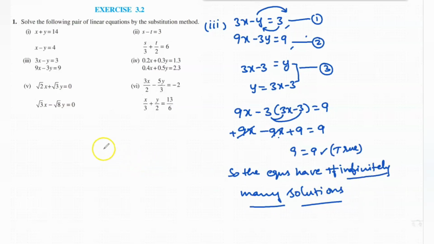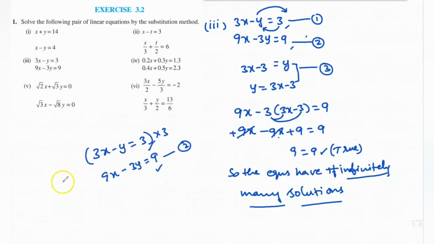This you can also understand by taking the equations. If you take the first equation and multiply the whole equation by 3, you will get the same equation as the second one. 3 into 3x is 9x, minus 3 into y is minus 3y, equal to 3 into 3 is 9, which is nothing but our second equation. So the first equation and second equation are actually the same. They represent the same equation. So such equations will have infinitely many solutions.